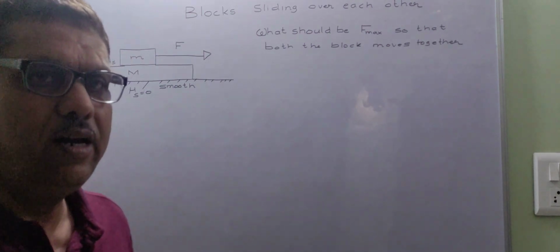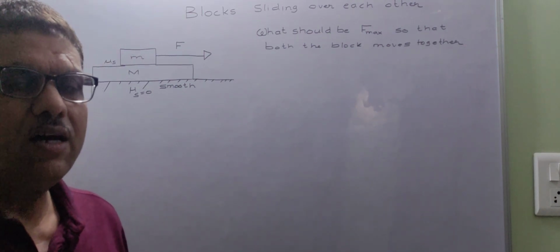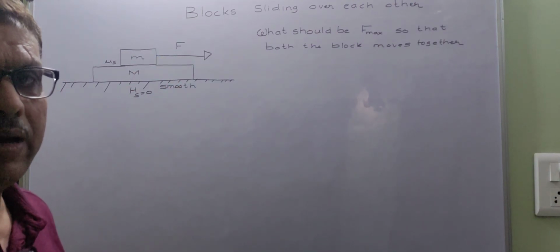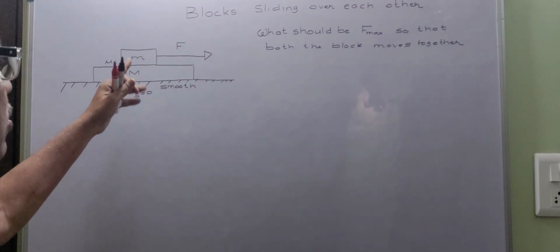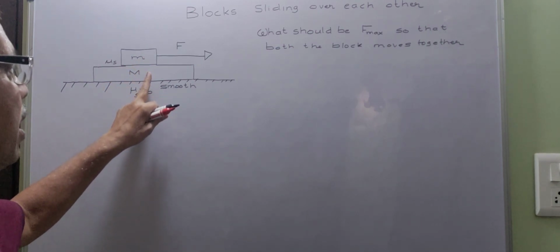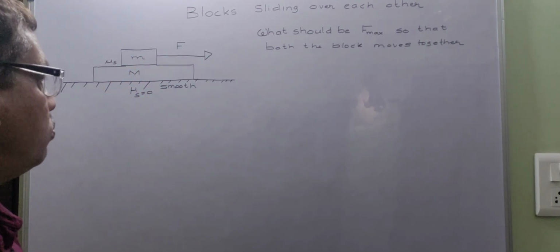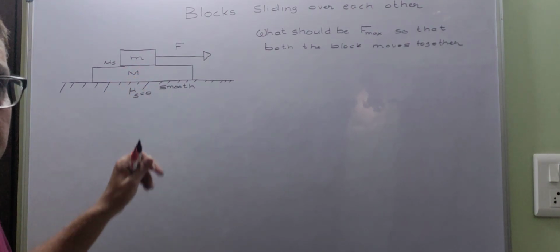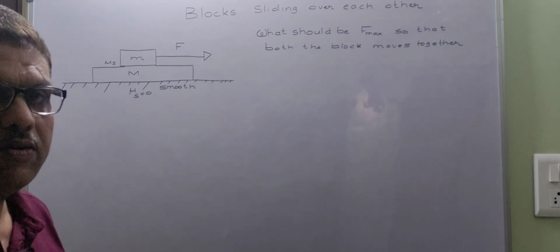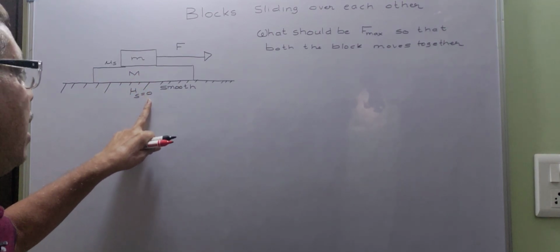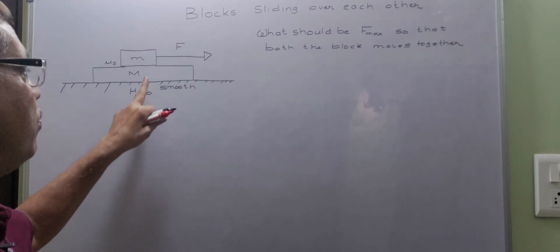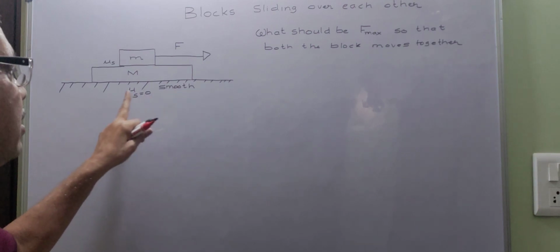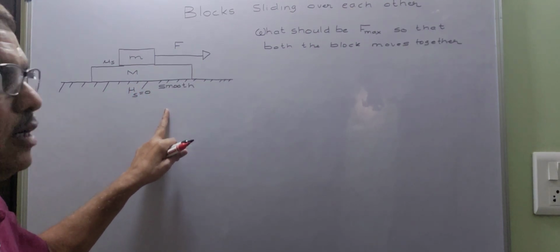Hello student, let us see in friction how to find out the maximum value of applied force F, so that this smaller block and this bigger block both will move together. There is roughness between the smaller block and the bigger block, and the coefficient of static friction is given by mu s, and the lower surface on which the bigger block is placed is smooth, so there will be no static friction acting between the lower block and the table.